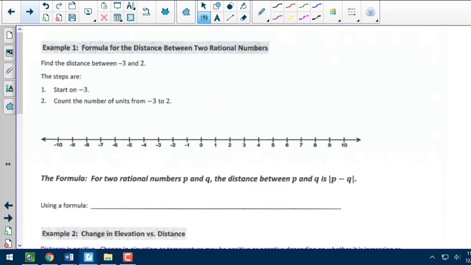So hopefully you finished the bottom of page 42. There's a formula that you can use if you're not given a number line to find the distance between two rational numbers. Find the distance between -3 and 2. The steps are to start on -3 and count the units up to 2. So again, 1, 2, 3, 4, 5. I'm going to get 5, that those numbers are 5 units apart.